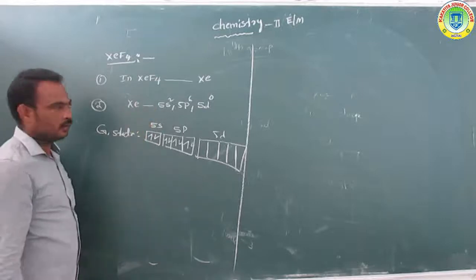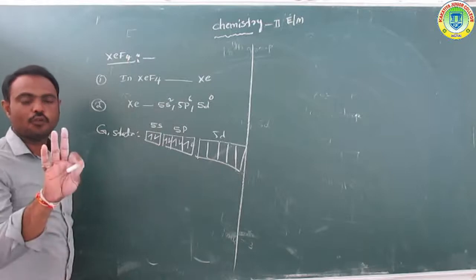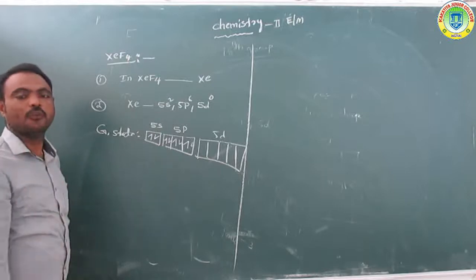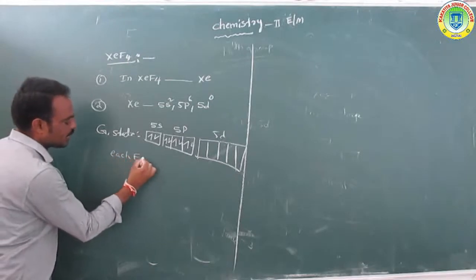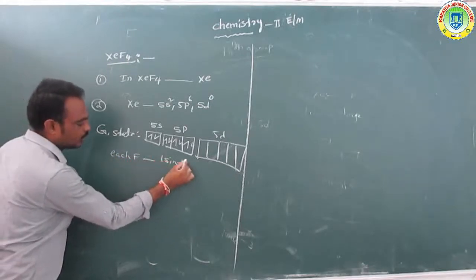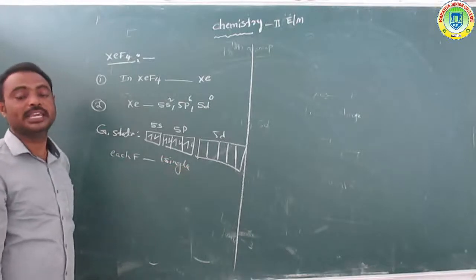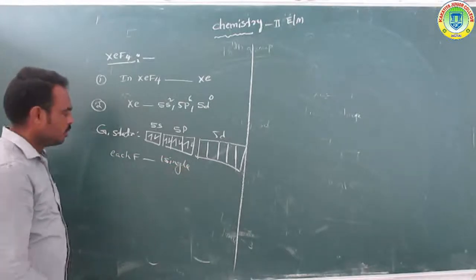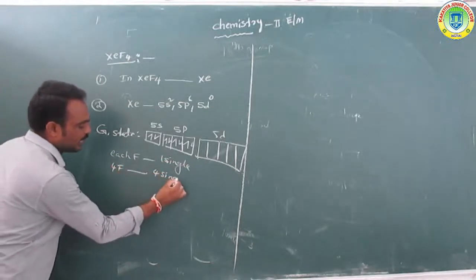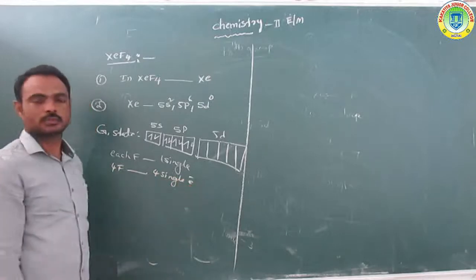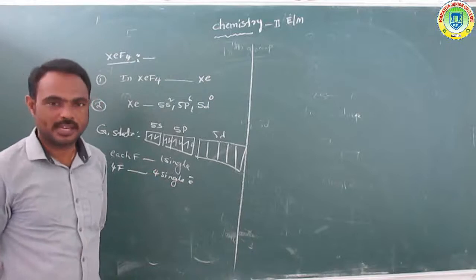But here, how many fluorine atoms? 4 fluorine atoms. Each fluorine atom contains one single electron. So 4 fluorine atoms contain 4 single electrons. We need the excited state of xenon.